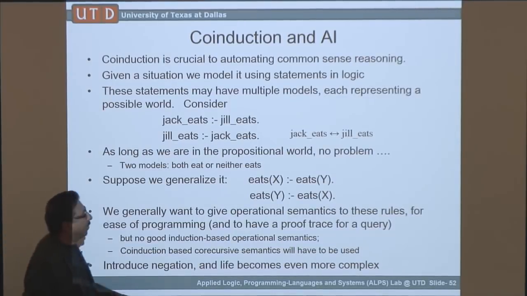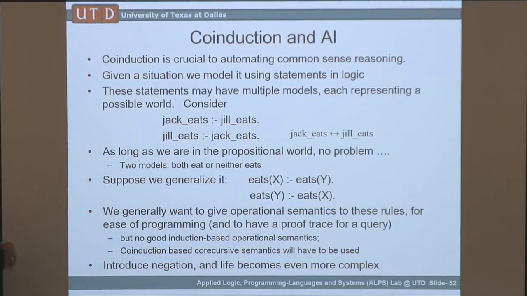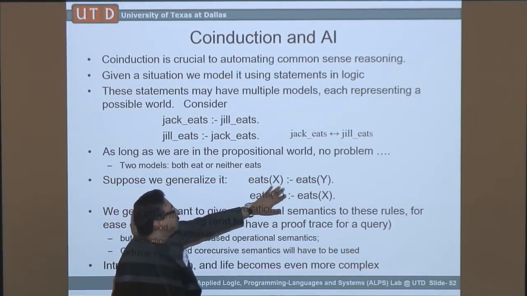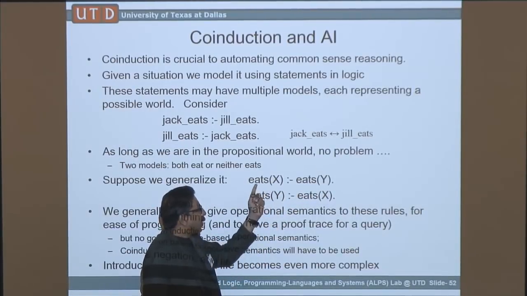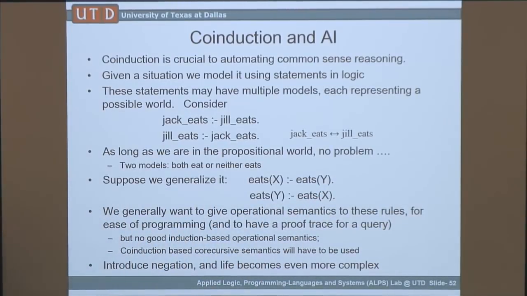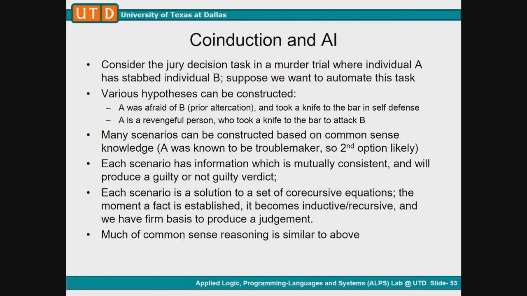Suppose we want to generalize it. We say X eats if Y eats, and Y eats if X eats. The reason we want to go to predicate logic is we really want operational semantics. We want to be able to write rules that say X will eat if Y eats and some other condition, and Y eats if X eats. So we really want to be able to write them as programs. But the moment we do that, we get into trouble because we have cycles. And if we use inductive semantics, basically we're at a loss. But co-induction can help. And if we introduce negation, which is negation as failure, then life becomes even more complicated, and you need negation as failure.